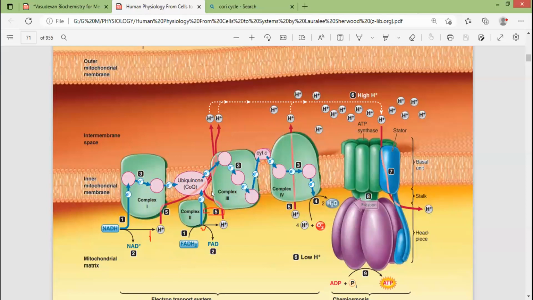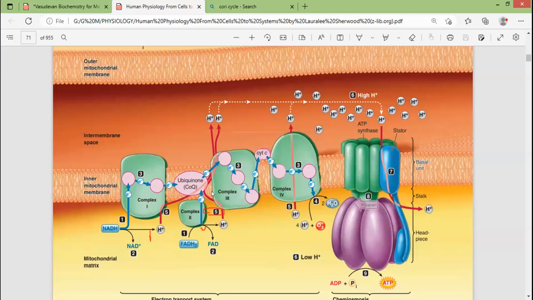Something I forgot to mention: complexes 1, 2, 3, and 4 are stationary. They do not move. They are there to stay. But this ubiquinone can move. Complex 1 gives it its electrons, and complex 2 also hands its electrons to ubiquinone. Once they give it to ubiquinone, where does ubiquinone take them? To the next guy. It's a chain. So it gives them to complex 3.